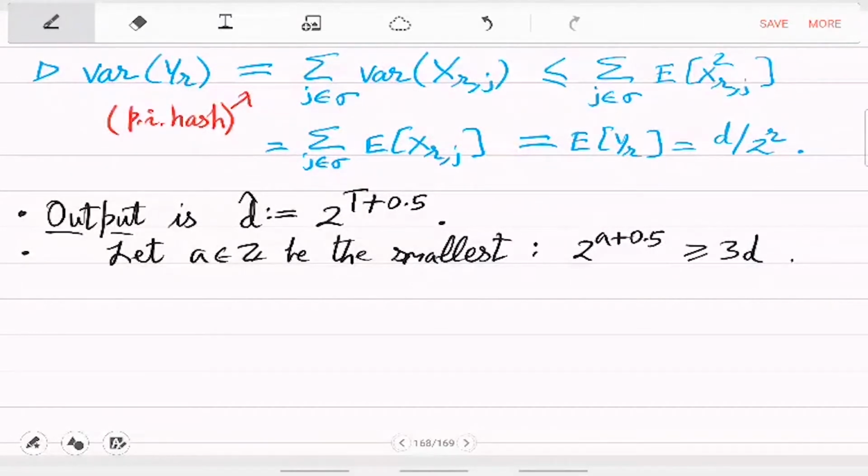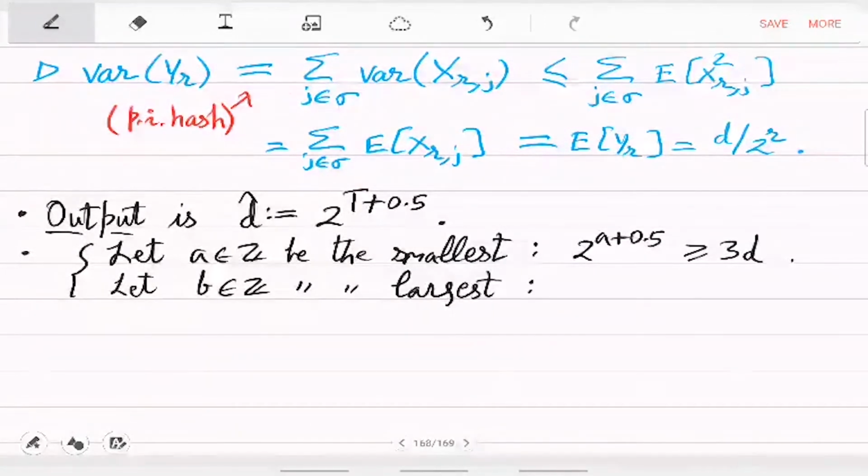And similarly, the symmetric thing is, let b be the largest integer such that 2 raised to b plus 0.5 is just behind d by 3. Okay, this is again b is kind of log of d by 3. Now, we want to compare t with a and b, how much difference is possible.